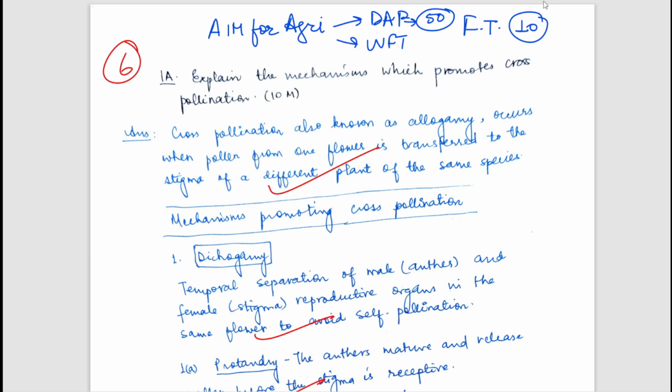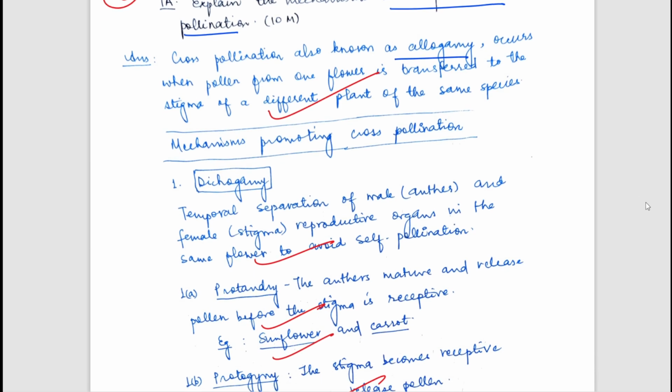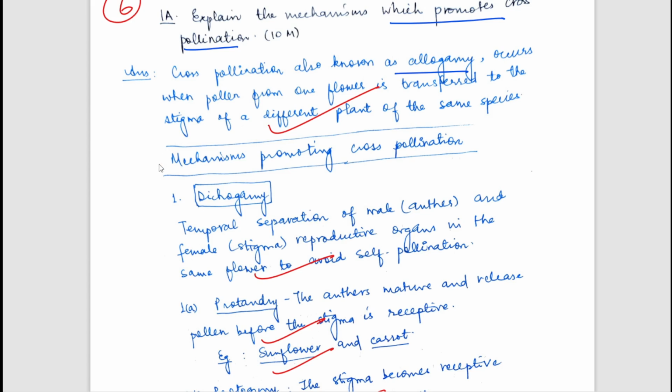So let's start. The first question is, explain the mechanisms which promote cross pollination. So what are the mechanisms which will promote cross pollination? We all know what cross pollination is, that is allogamy, where pollen from one flower is transferred to the stigma of a different plant of the same species. Here we are transferring the pollen from one plant to different plants. Now what are the mechanisms which are promoting cross pollination?